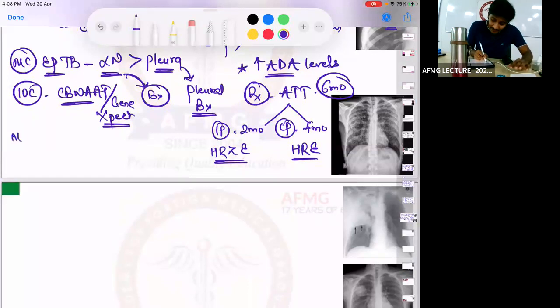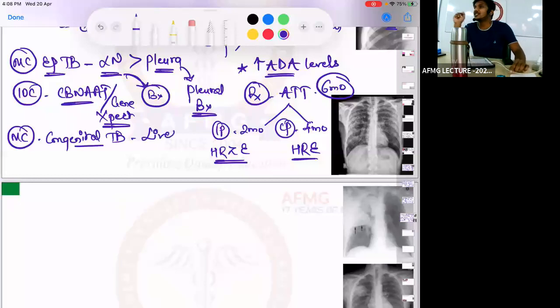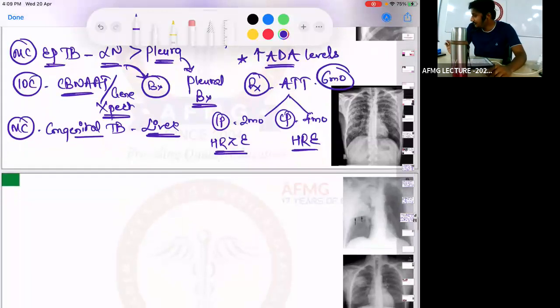Now, most common site for congenital TB? Okay, most common site for congenital TB is the liver. Okay, no issues with this.